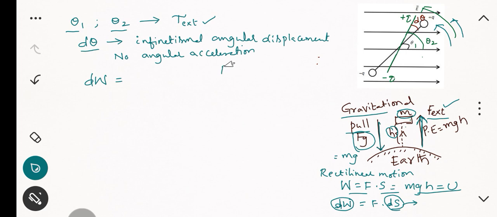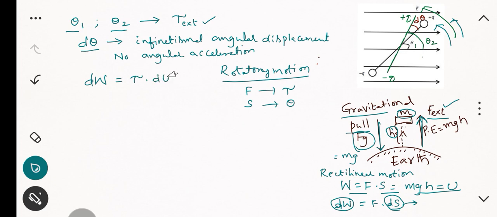In the case of rotatory motion, F is replaced by tau and S, displacement, is replaced by angular displacement theta. So we can write this as dW is equal to tau into d theta. This is the work done in rotating the dipole through an angle d theta.